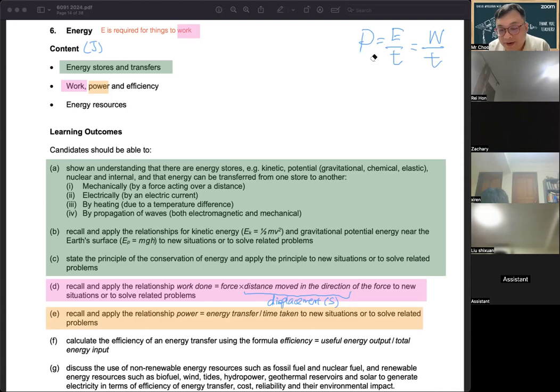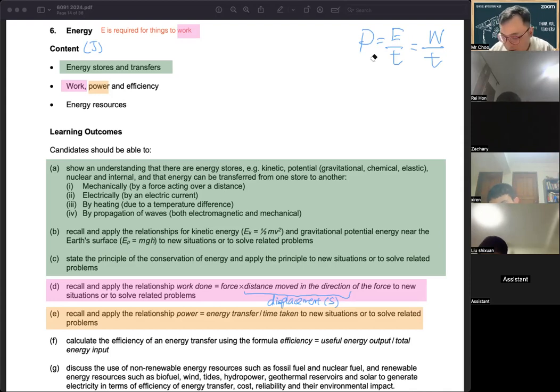Do you need me to repeat myself again? If you are going to do more work in 1 minute compared to another person doing less work in 1 minute, are you more powerful or less powerful? Okay, Ray Hong say more. Shi Xuan say more. How about Siren and Zachary? Zachary say more. Siren say more.